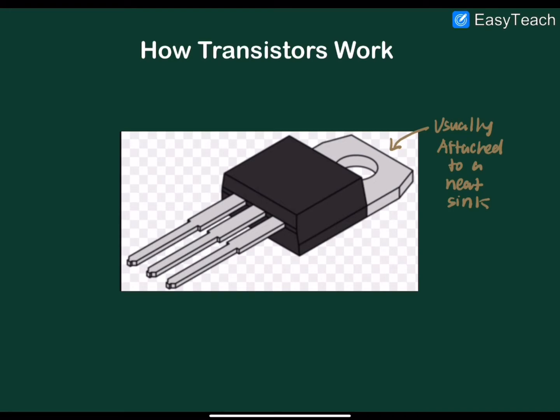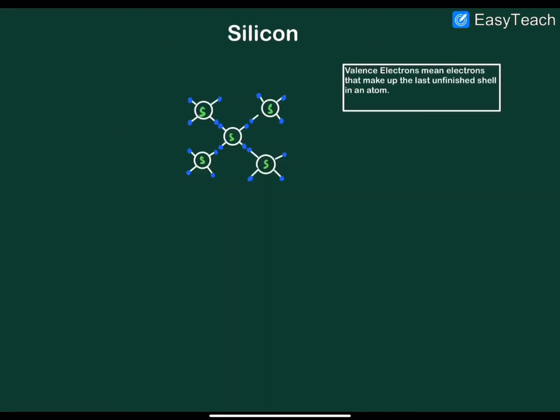Before we dive into how a transistor works, we need to first understand the basis of transistors. Transistors are made up of mostly silicon. Silicon has 4 valence electrons. However, they cannot move because they don't have the energy required to do so.